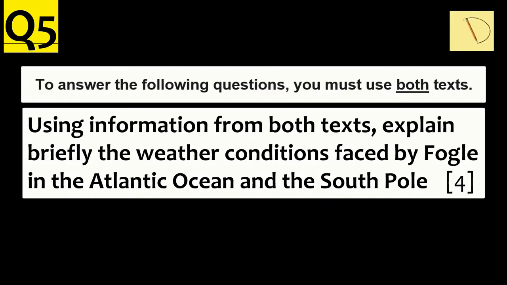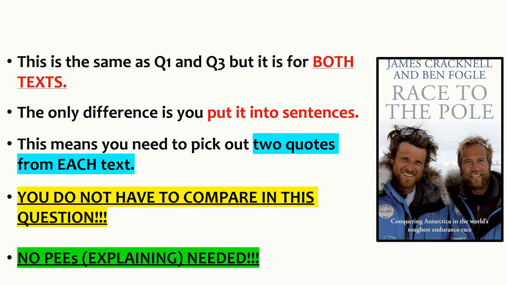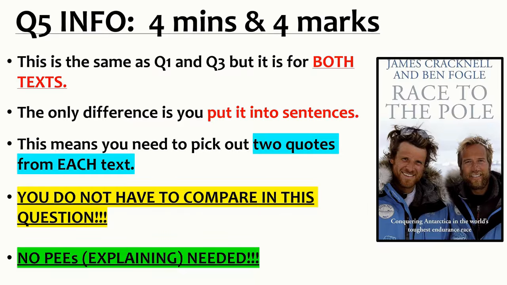Question 5. This is the first question in the exam where you have to use both texts. And the question, this one is, using information from both texts, explain briefly the weather conditions faced by Vogel in the Atlantic Ocean and the South Pole. So info for question 5 then, it's the same as question 1 and 3, but it's for both texts.